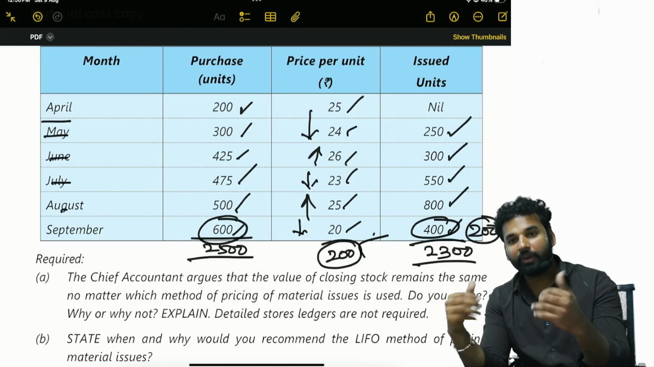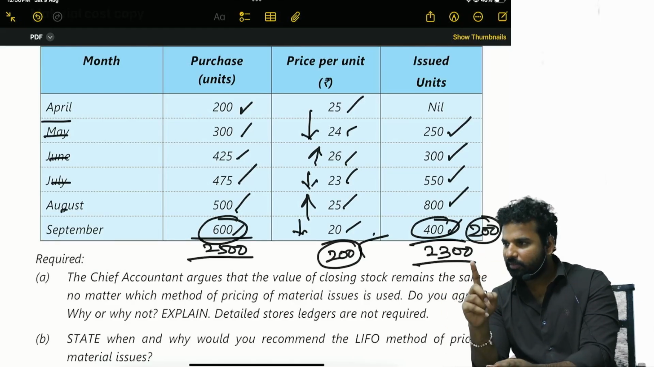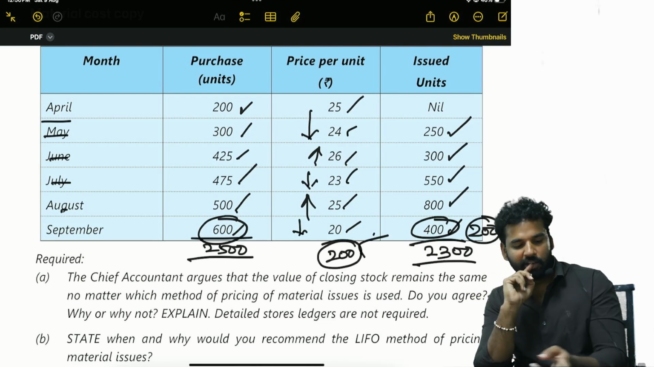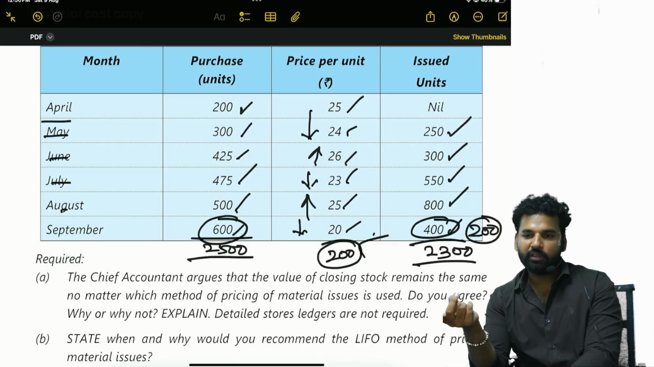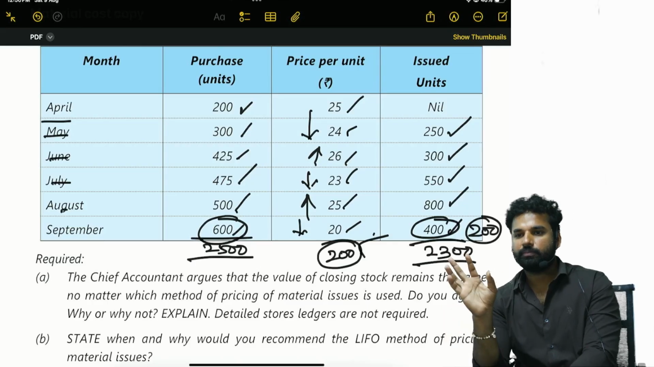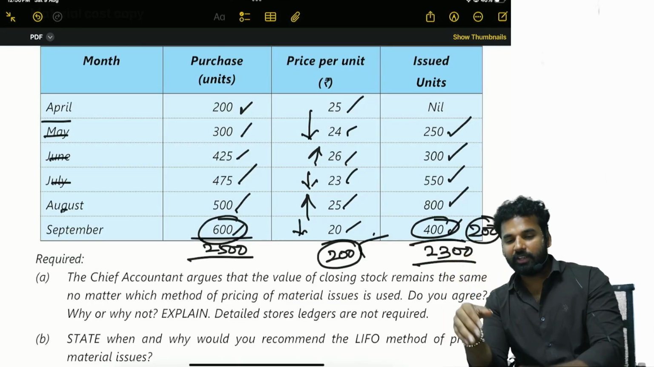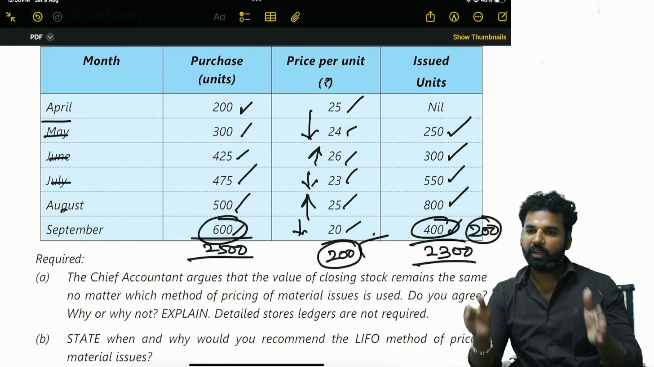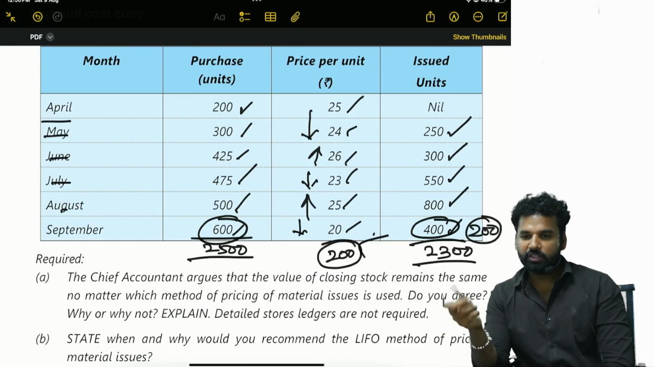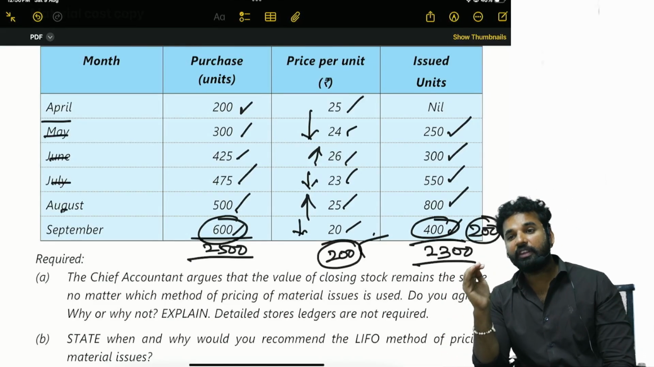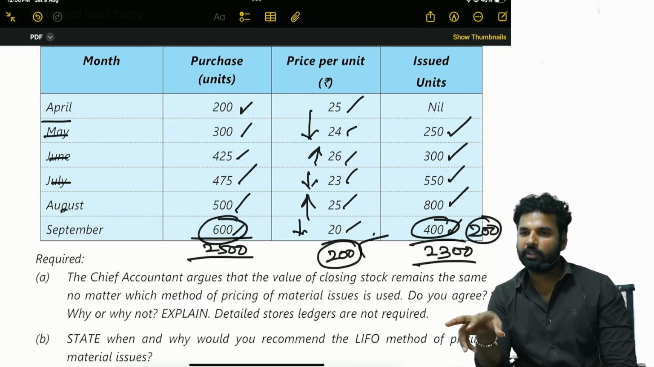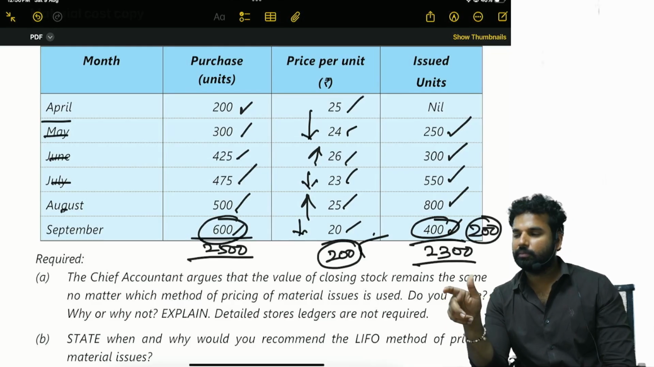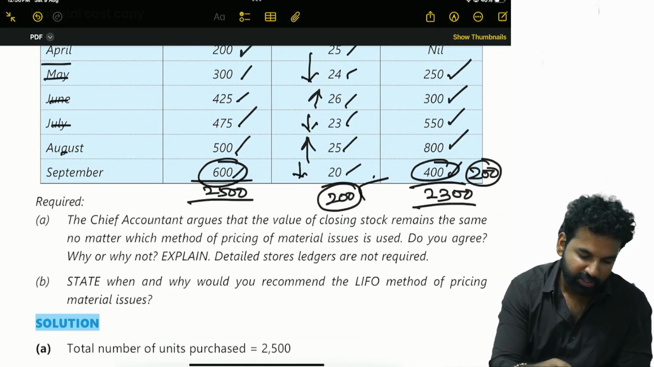In September month, how many transactions are there? Only one. How can you say that? They are telling that purchase units are 600 in September. One transaction, and issues are 400. Closing stock is 200. At the same time, if you consider the entire 6 months period, then also you get 200 closing stock. So when there is no opening, and that too one issue, one purchase, then LIFO method and FIFO method both will not differ. Okay, we will see. So that is what the question is here.